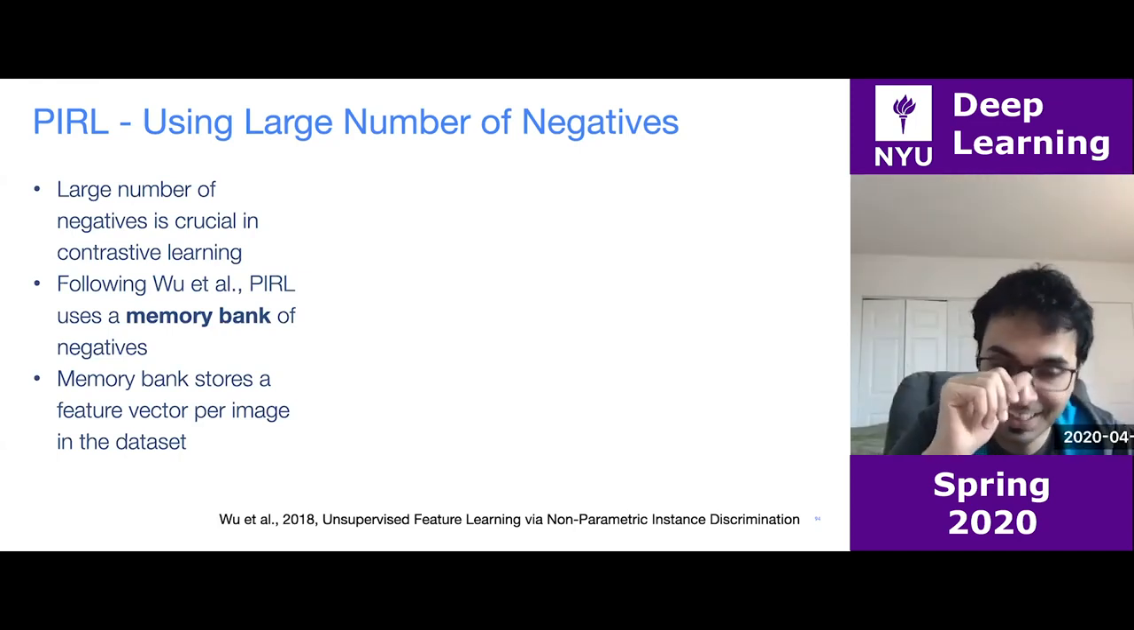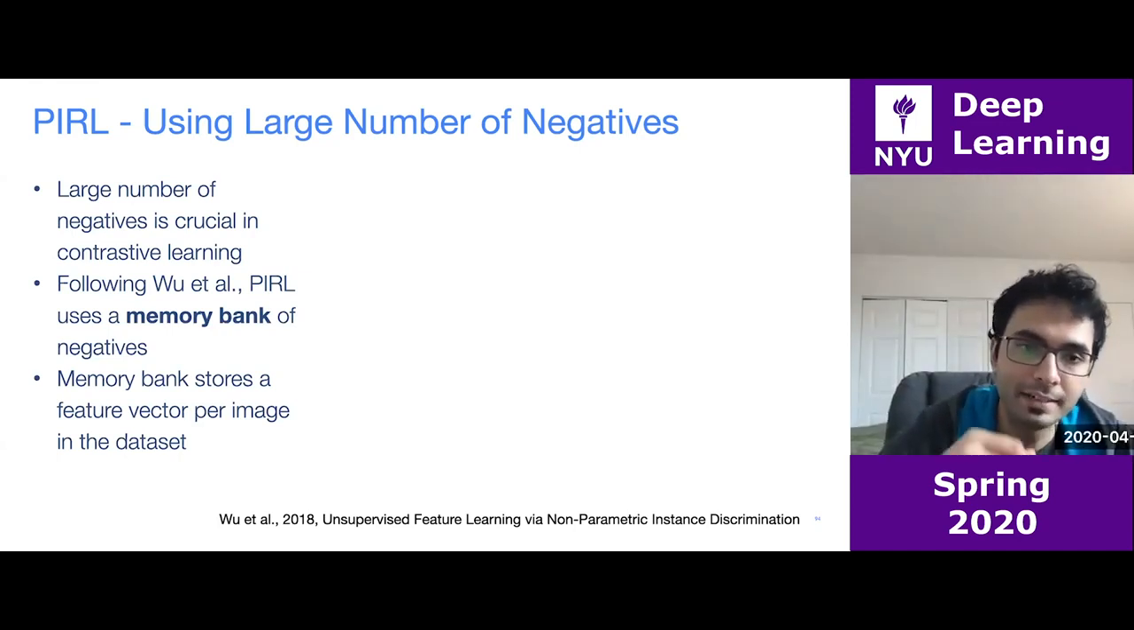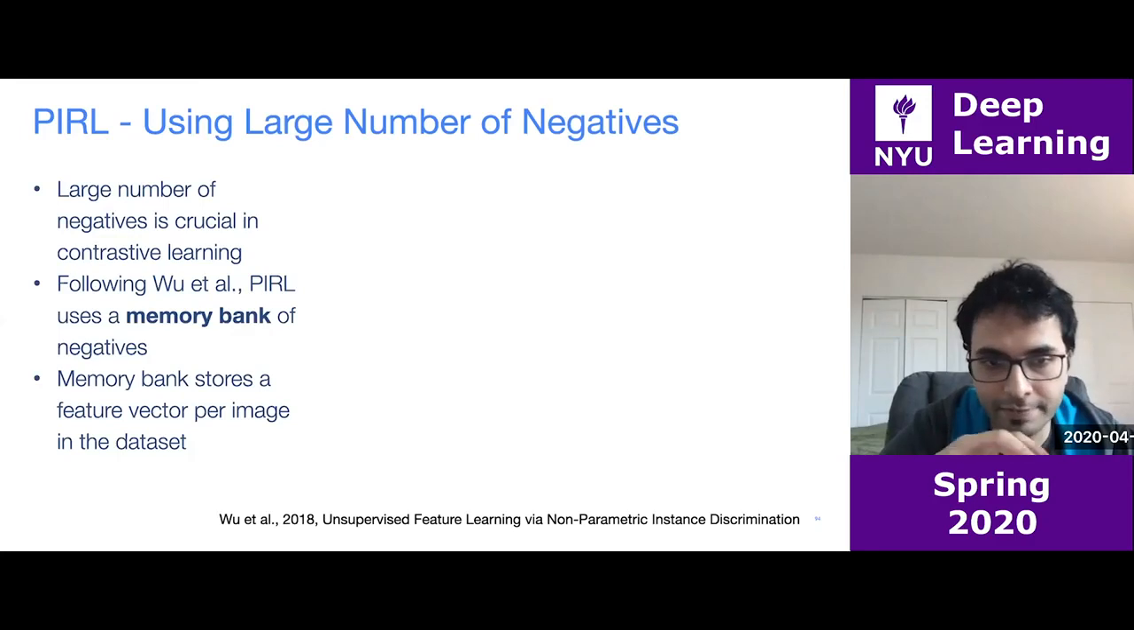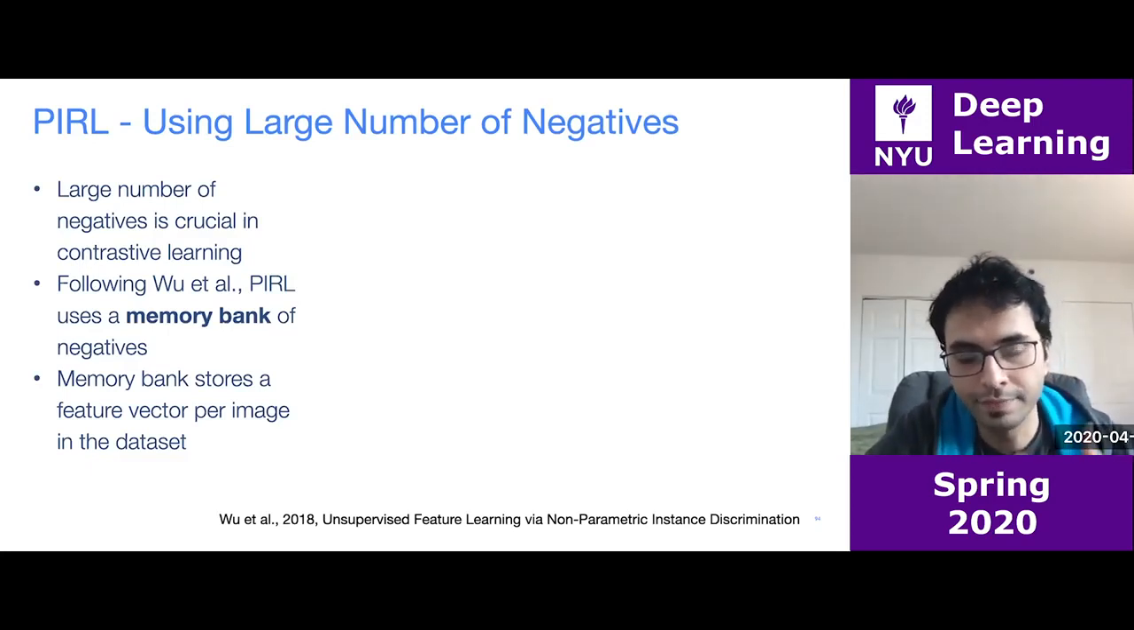Right. So the memory bank is a nice way to get a large number of negatives without really increasing the compute requirement. What you do is you store a feature vector per image in memory, and then you use that feature vector in your contrastive learning.